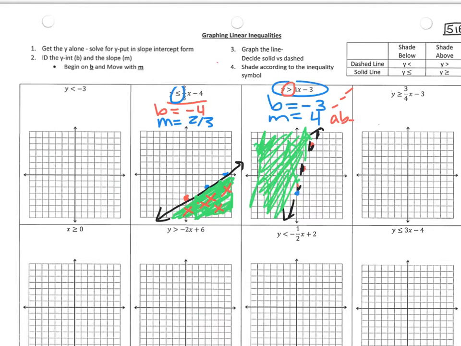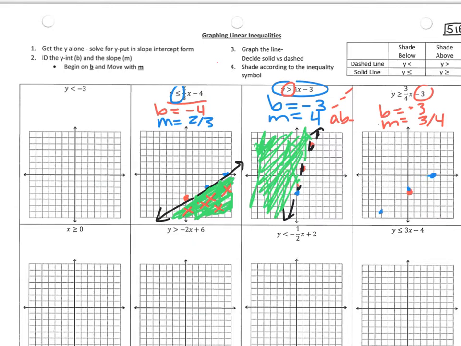All right, let's try the last one on this row, and then we'll go back to problem number 1. So we're going to begin with B. B is -3. Move with M, which is 3/4. So begin with B, -3. We like these negative y-intercepts on here. And then we're going to go up 3, right 4. Can I fit another one? Nope, I'm going to go backwards. Down 3, left 4. All right.